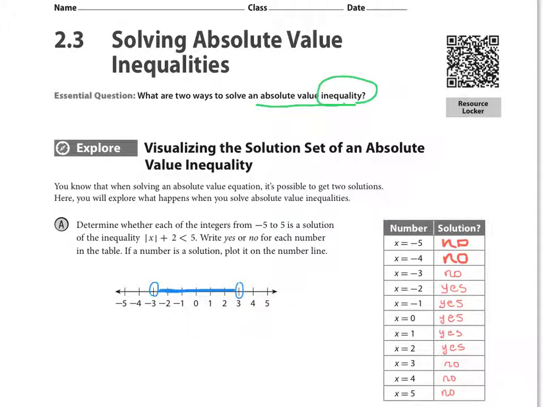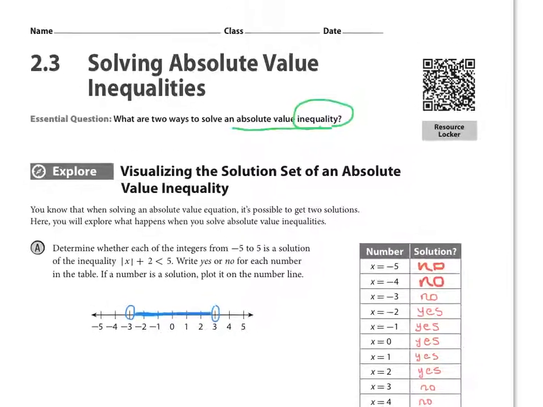So yesterday's lesson was on solving absolute value equations. Now we're going to change that to an inequality. And just like yesterday, we can solve them either graphically or we can solve them algebraically. When solving an absolute value equation, you learned yesterday that it's possible to get two solutions. Here you're going to explore and see what happens when we solve an absolute value inequality.